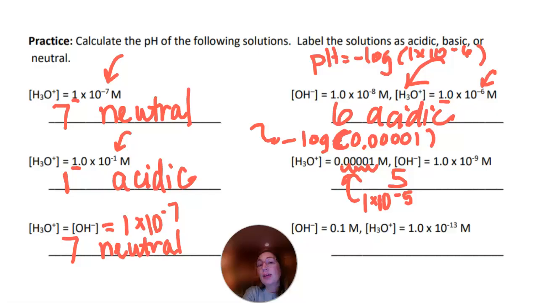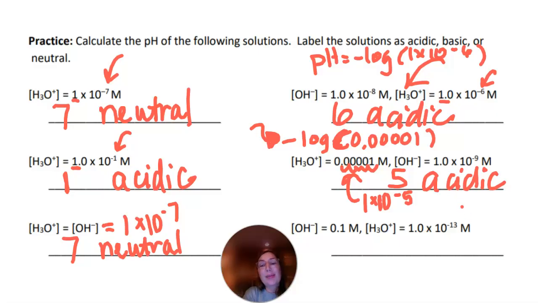Or I could put this in my calculator. It's really up to you. If you put negative log of 0.00001 in your calculator, some people would do that. But we get a 5, and this one is acidic as well. Gosh, we've seen only acidic or neutral so far. That's suspicious. What about this next one?